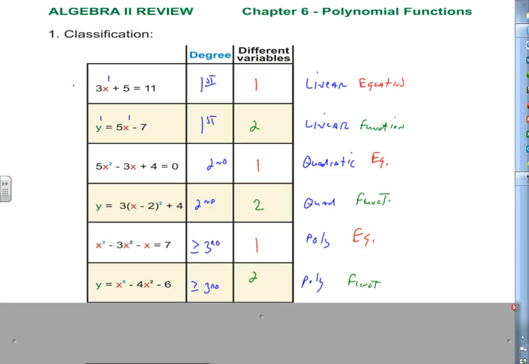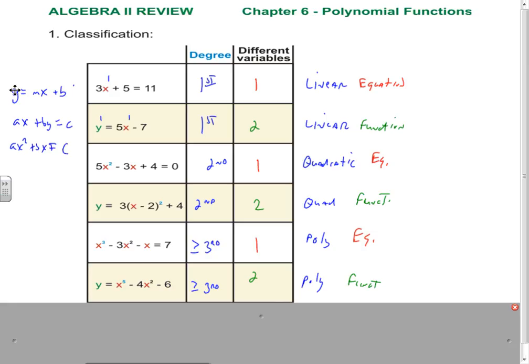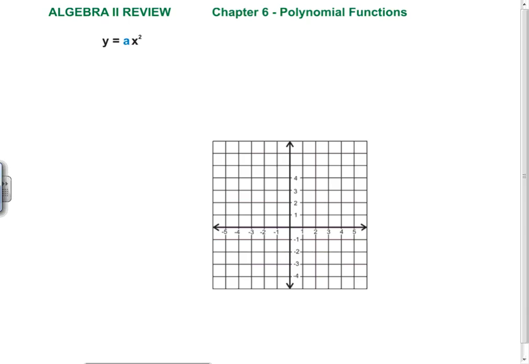Be careful of special things. Let me just real quickly remind you of a few things. y = mx + b. That's slope-intercept form of a linear equation, but technically that's a function. Two different variables, x and y to the first power. ax + by = c. That's standard form of a linear function, so be careful there. ax² + bx = c. That would be a quadratic equation, right? Et cetera, et cetera. So be careful with some special forms.